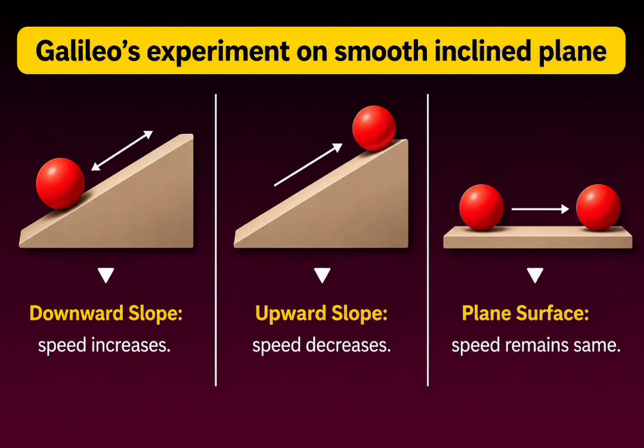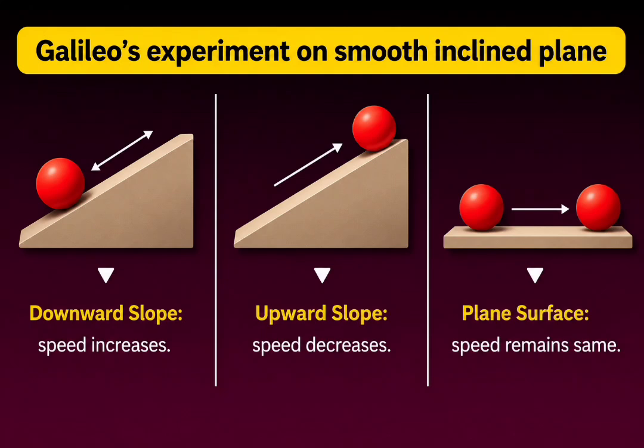Now students, let's understand Galileo's experiment on a smooth inclined plane. Galileo used two smooth slopes and a ball. First, he released the ball from the top of one slope. As the ball moved downward, its speed increased because gravity pulled it down. When the ball reached the second slope, it started moving upward. Now its speed gradually decreased as it climbed up the slope. Galileo observed that the ball always tried to reach almost the same height from which it was released.